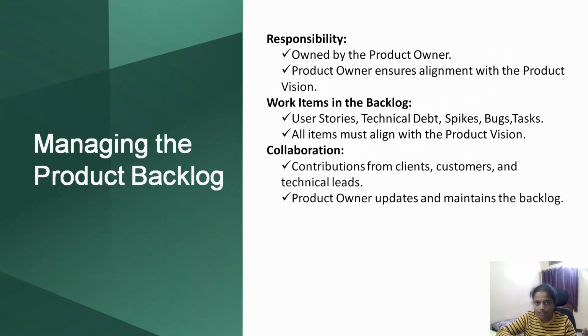And there are different work items. Work item is a generic term. Work items can be of different nature: user stories, technical debt, bugs, spikes, and tasks. And collaboration, of course, comes from different people. And the product owner updates and maintains the backlog. So here I have used the word backlog. Anywhere if you are seeing only backlog, it is the product backlog.